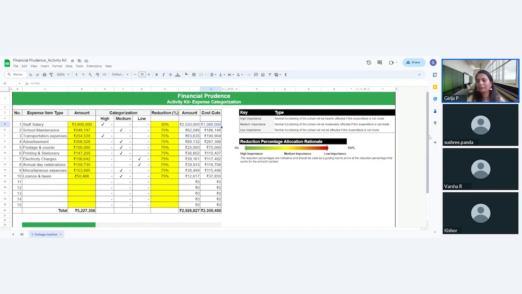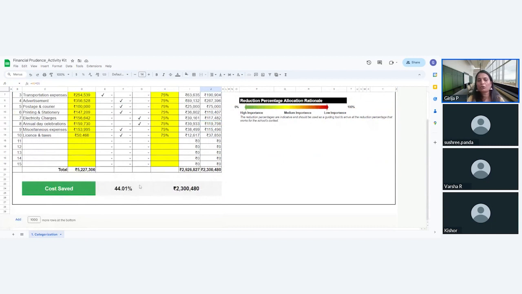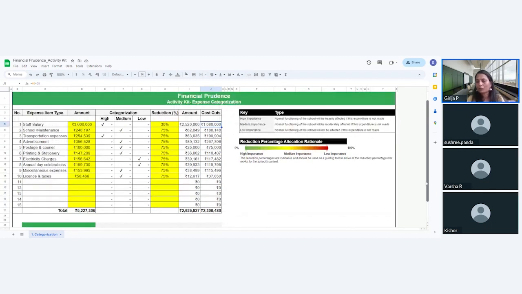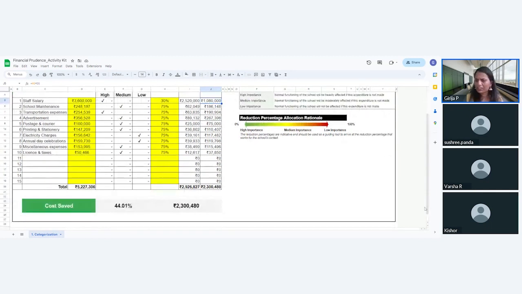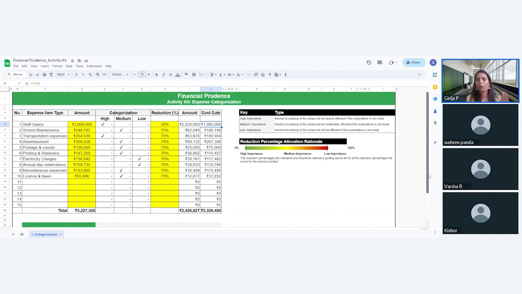And here at the end, you can see the total cost you will save. So based on that, you have saved that much money after doing this reduction. You can use that money in different sources, whenever you are lacking resources. So using this tool, it can help you understand how you can arrange and prioritize your resources.